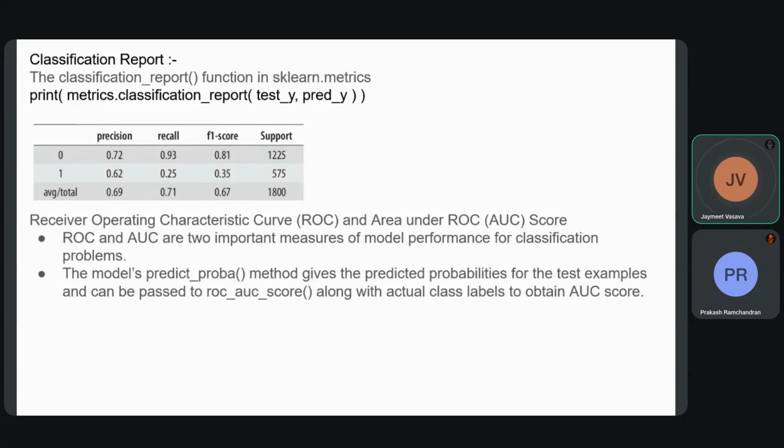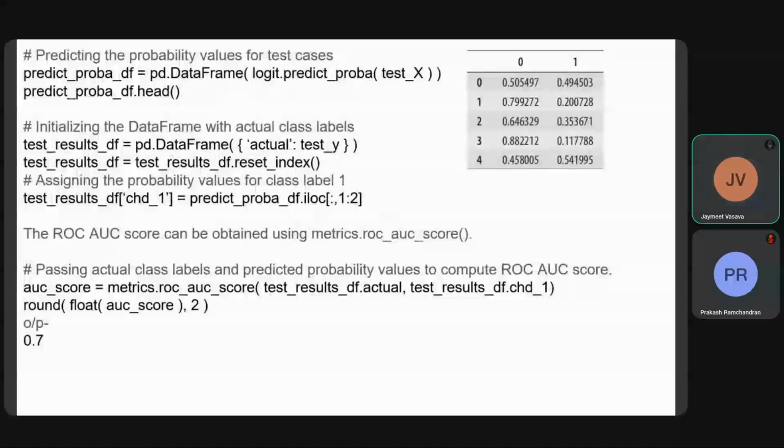First we will be using the ROC, which is the receiver operating characteristic, and the area under curve score. ROC AUC has been used before also in previous sessions. They are two important measures of model performance for classification problems. We'll be using the model's predict probability method, which gives the predicted probabilities for the test examples and can be passed to the ROC AUC score along with the actual class labels to obtain the AUC score.